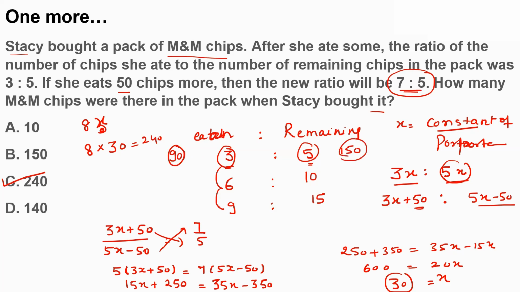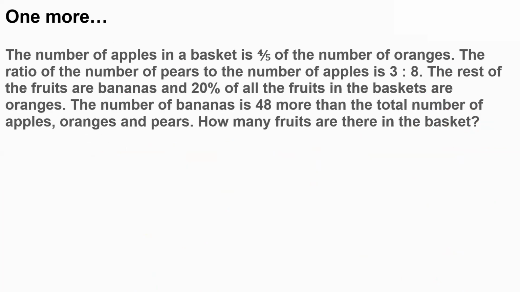Got it? This type of question will come in exams. Next. The number of apples in a basket is 4 by 5 the number of oranges. This is a very interesting question. The ratio of the number of pears to the number of apples is 3:8. The rest of the fruits are bananas and 20% of all the fruits are oranges. It means the number of oranges is equal to 20% of the total. The number of bananas is 48 more than the total number of apples, oranges and pears. How many fruits were there in the basket?